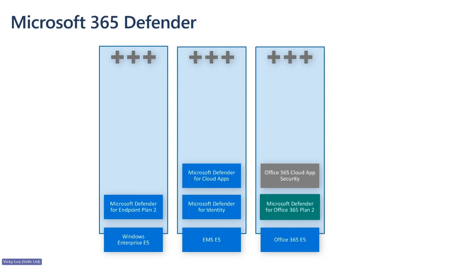It's not available as a standalone license. You can't buy that separately. But if you have Office 365 E5, you would have Cloud App Security, the Office 365 one anyway, as part of that. So we have those Defender licenses.